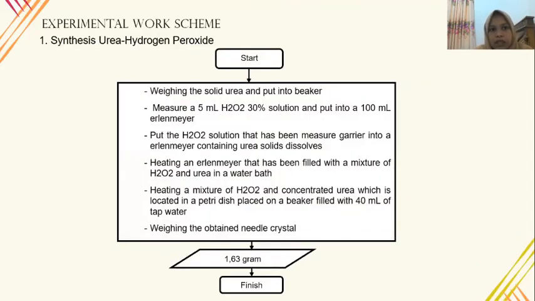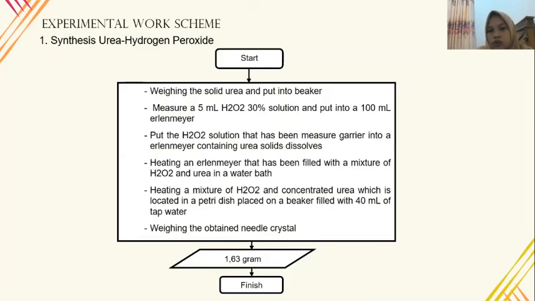Experimental workshop: synthesis of urea-hydrogen peroxide. Weigh the solid urea and put it into a beaker. Measure 5 milliliters of 30% H2O2 solution and put it into a 100 milliliter measuring glass. Put the measured H2O2 solution into an Erlenmeyer containing the dissolved solid urea. Heat the Erlenmeyer containing the mixture of H2O2 and urea in a water bath.